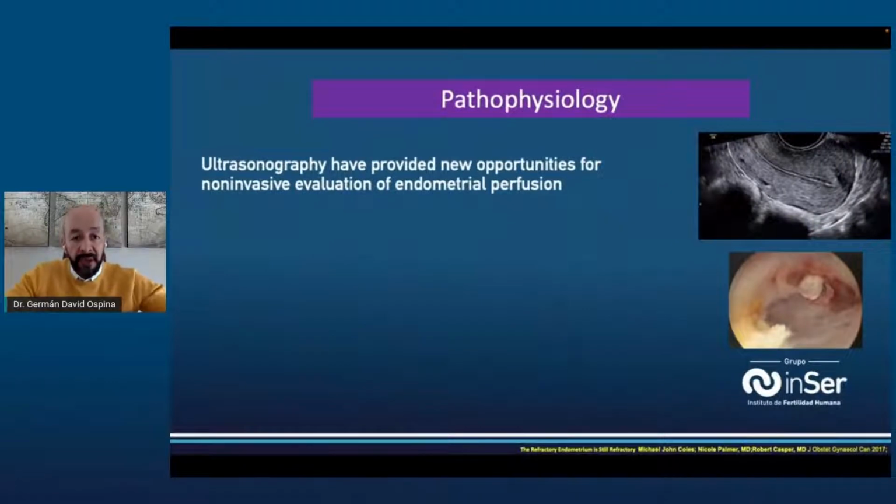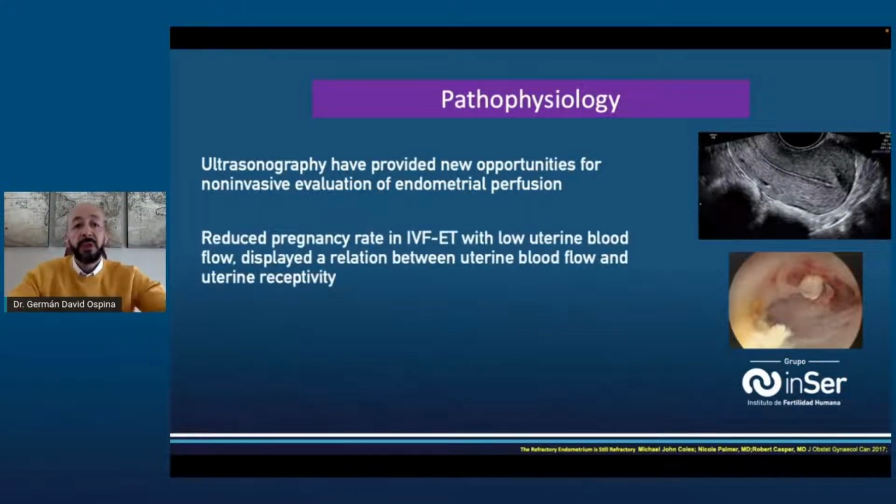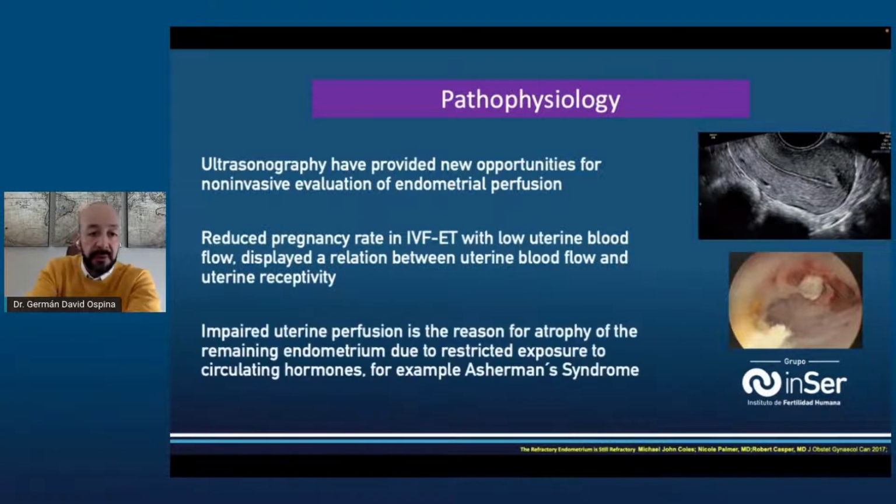Okay, the ultrasonography has provided new opportunities for non-invasive evaluation of endometrial perfusion. As I showed before in the previous slide, you can see when the blood flow is normal and good, it means that maybe that endometrium will be receptive. The reduced pregnancy rate in IVF treatment with low uterine blood flow displays this relation between uterine blood flow and uterine receptivity.